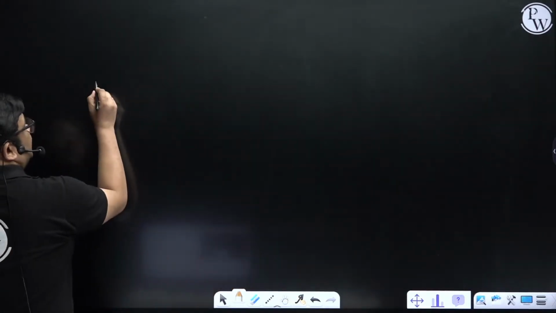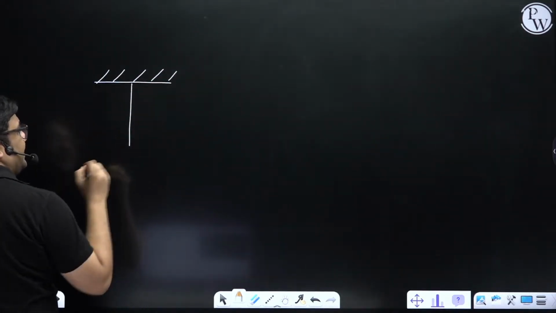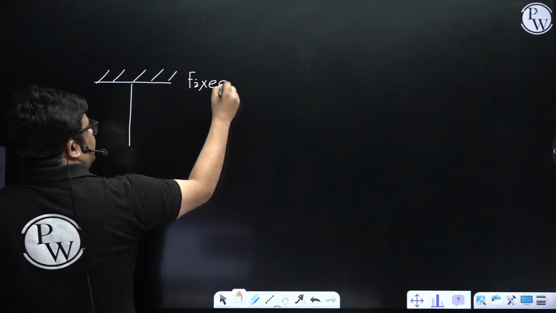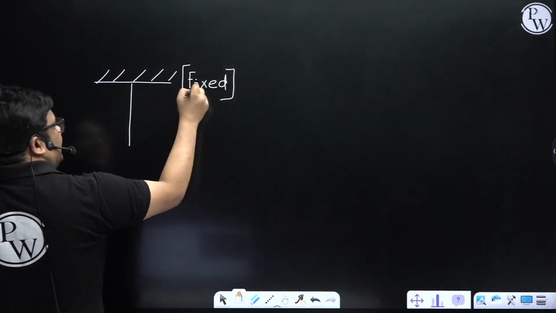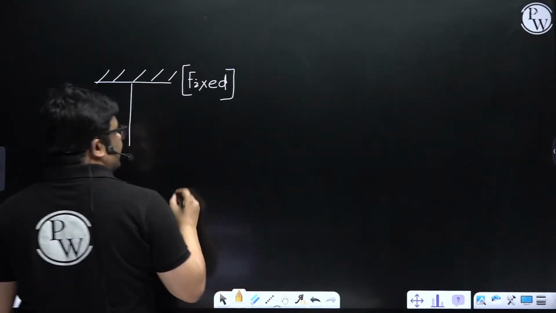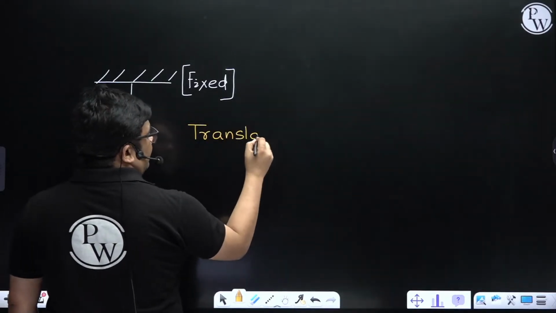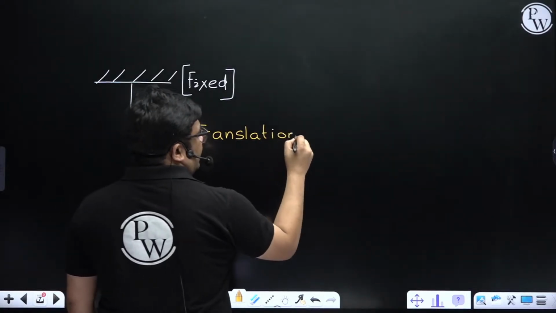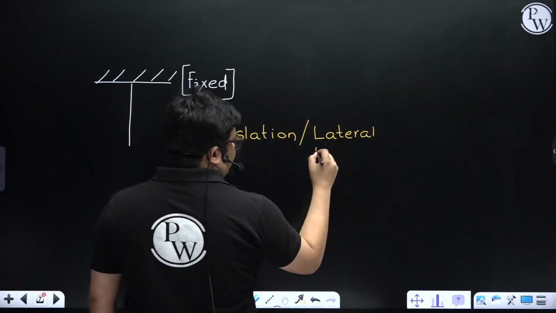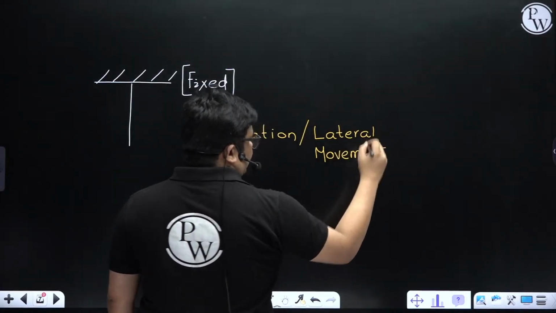So we'll have a support like this. This is the fixed support, fixed end. In fixed, I can say nothing is allowed. That means translation is not allowed. Translation, or I call this lateral movement.